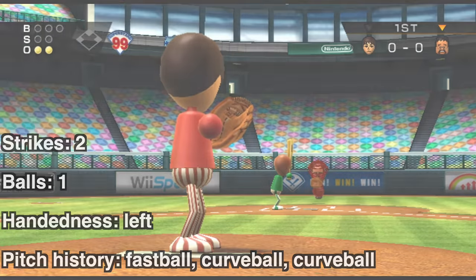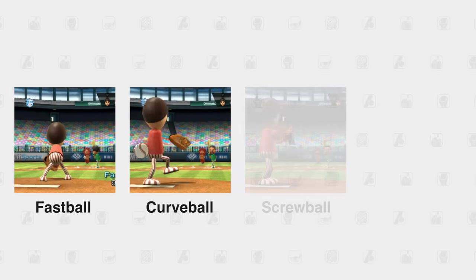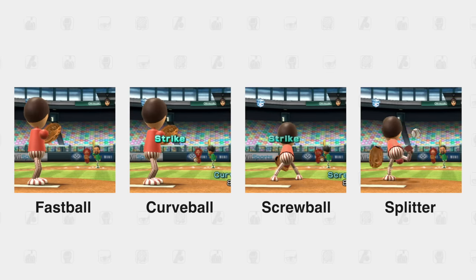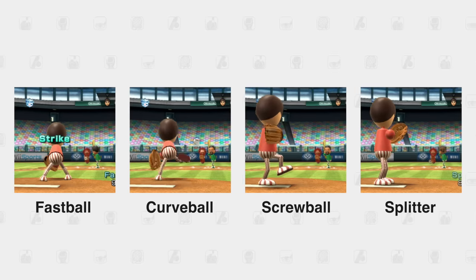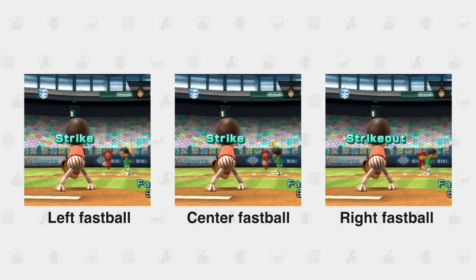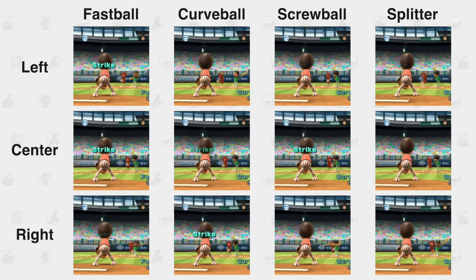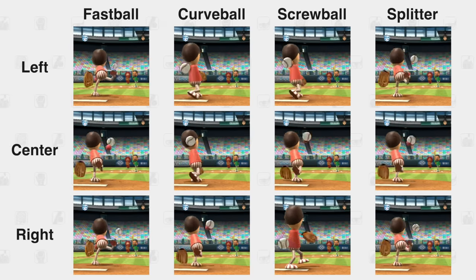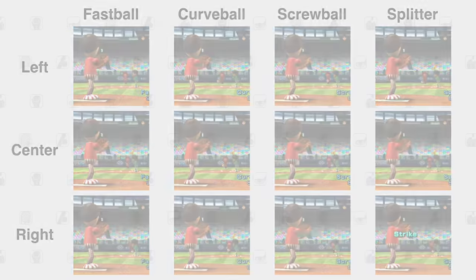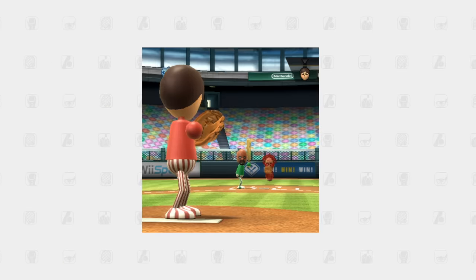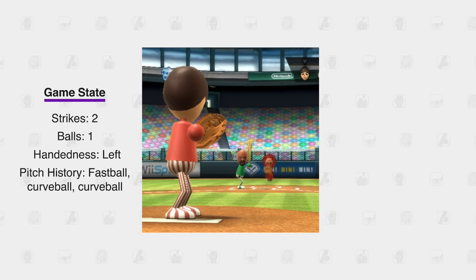There are four types of pitches in Wii Sports Baseball: the fastball, curveball, screwball, and splitter. In addition to this, the pitcher also has the ability to aim the pitch left, right, or center. This means that there are 12 different pitches that the AI can choose from at any time. In order to train the AI, I would manually collect data by throwing the different types of pitches and recording the current game state as well as the outcome of the pitch.